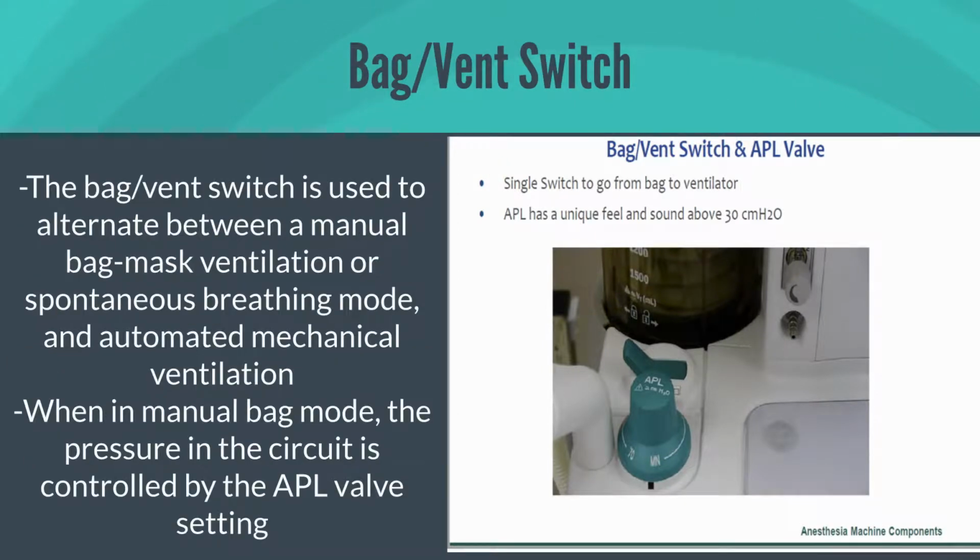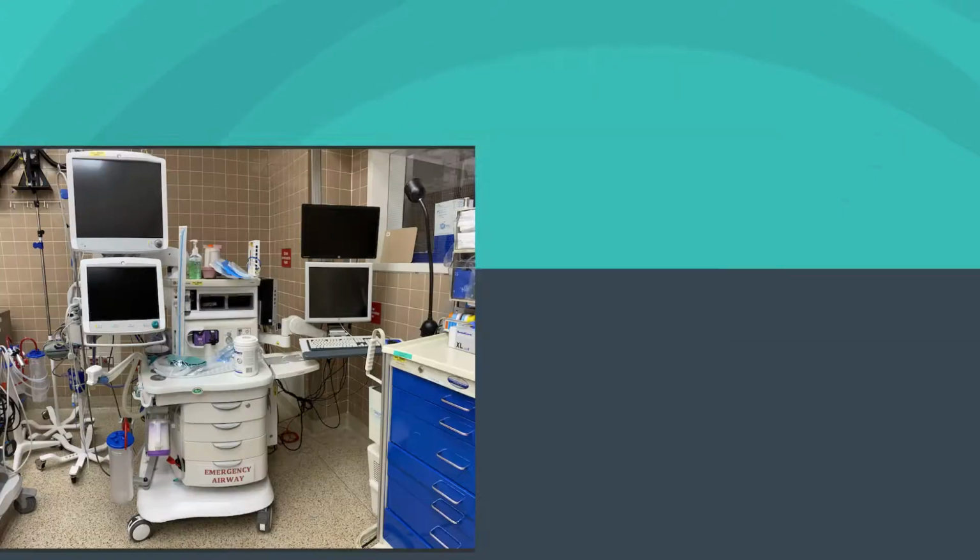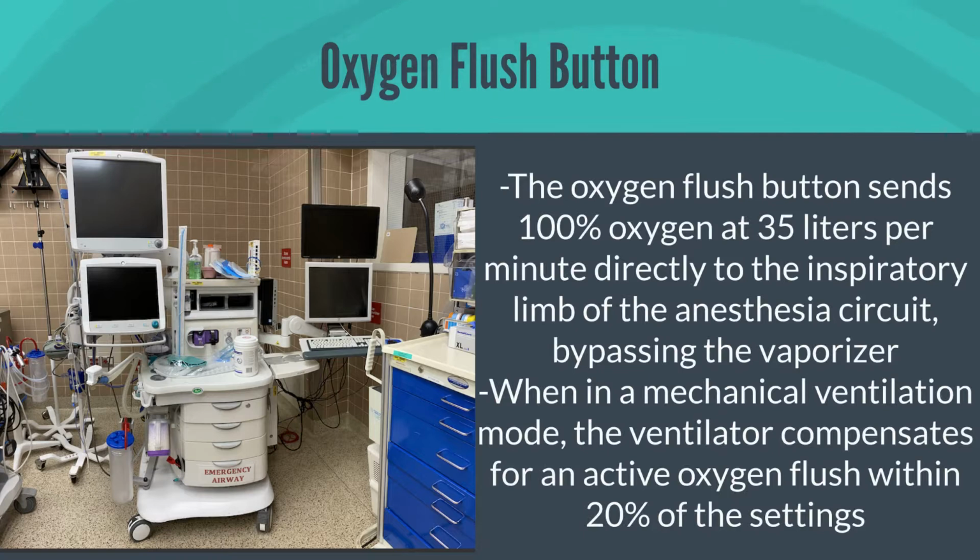The bag vent switch is used to alternate between manual bag mask ventilation or spontaneous breathing mode and automated mechanical ventilation. When in manual bag mode, the pressure in the circuit is controlled by the APL valve setting. The oxygen flush button sends 100% oxygen at 35 liters per minute directly to the inspiratory limb of the anesthesia circuit, bypassing the vaporizer. When in a mechanical ventilation mode, the ventilator compensates for an active oxygen flush within 20% of the settings.